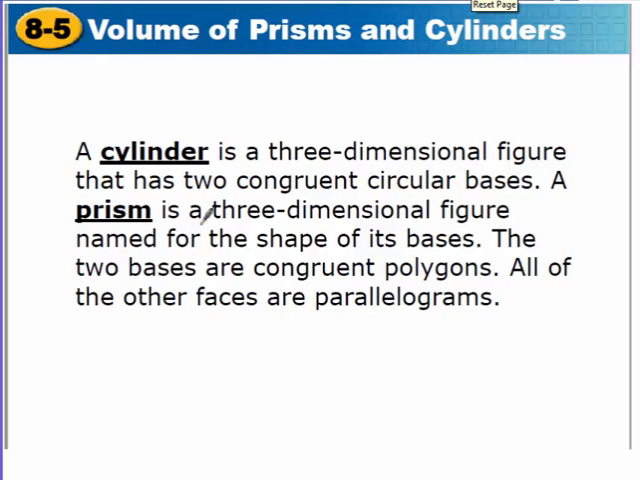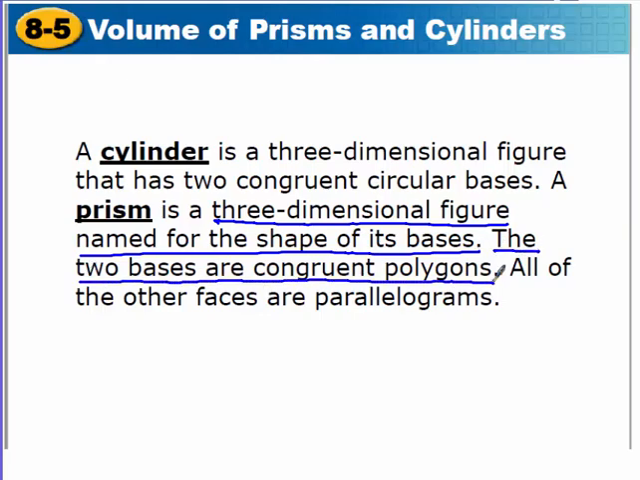Well, a prism is also a three-dimensional figure. It's going to be named for the shape of its base. So if it has a rectangle for a base, we call it a rectangular prism. If it has a triangle for a base, then we call it a triangular prism, and so on and so forth. The one thing that we need to know about it is that the two bases are congruent polygons. Okay, and that's the biggest difference between a cylinder and a prism. A cylinder has bases that are circles, and prisms have bases that are polygons. Okay, so that's the distinction, because a circle is not a polygon.